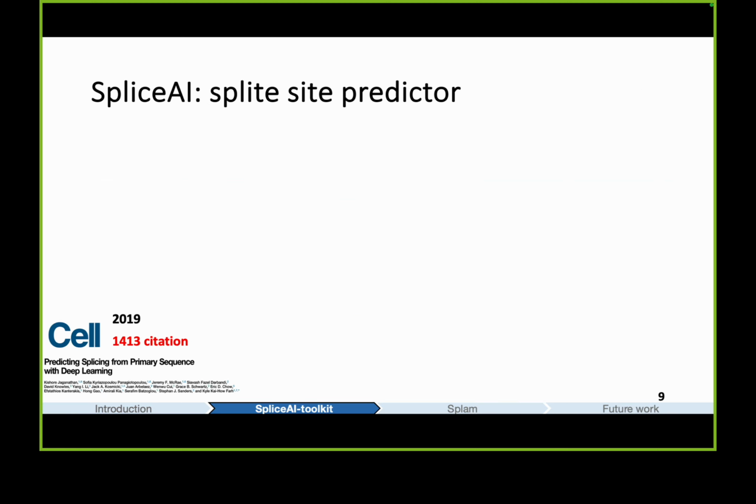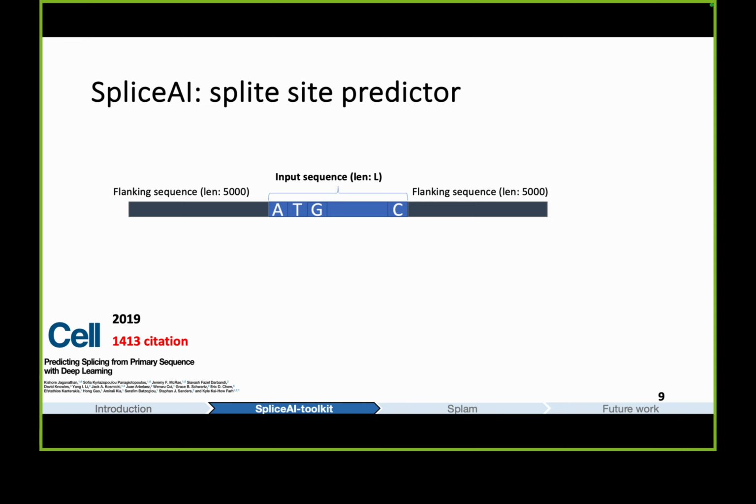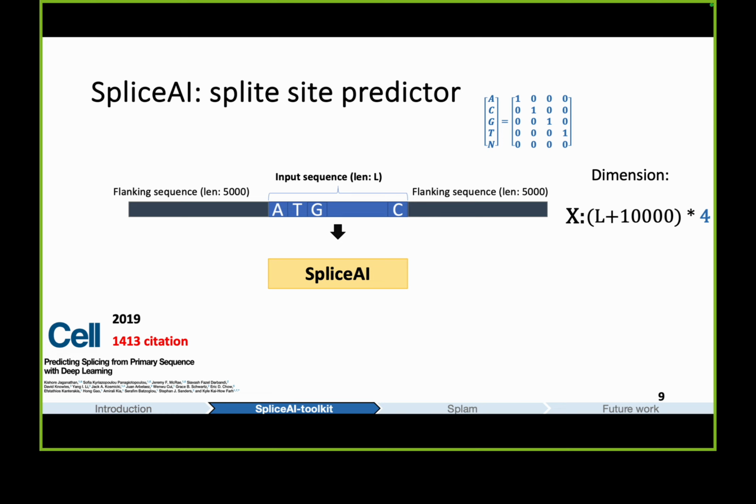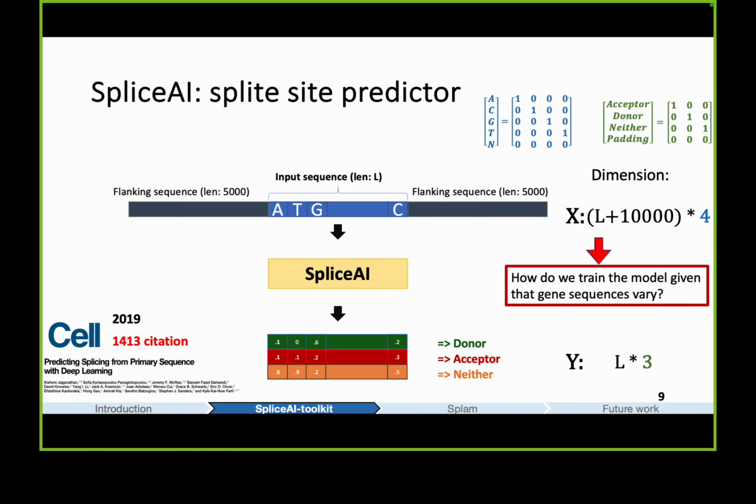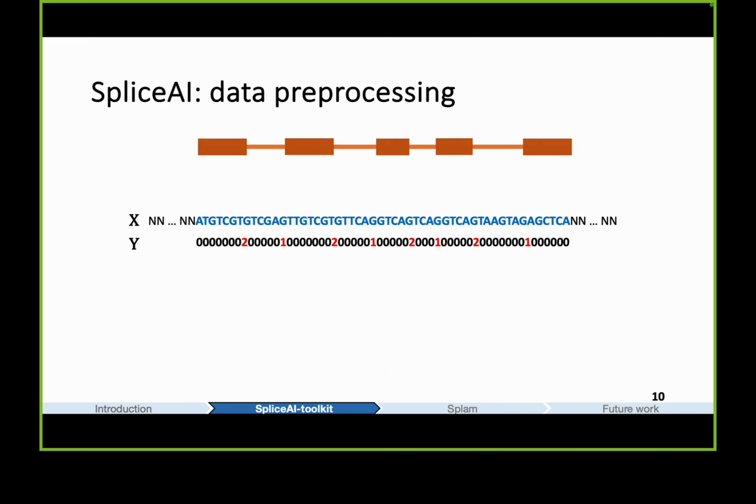The current state-of-the-art tool is called Splice AI, which was published in Cell back in 2019. The way to use Splice AI is you select a gene sequence of random length, and you append 5K flanking sequence on each side. You do one-hot encoding, feed it to the model, and the model will tell you for each position if it's a donor, acceptor, or neither. So we have XY pairs and can train the model, but you may ask how we are going to do batch training and batch prediction, and also stochastic gradient descent, because the input sequences vary in length.